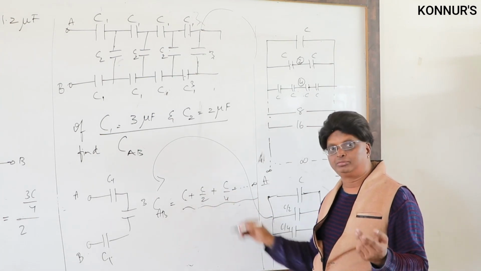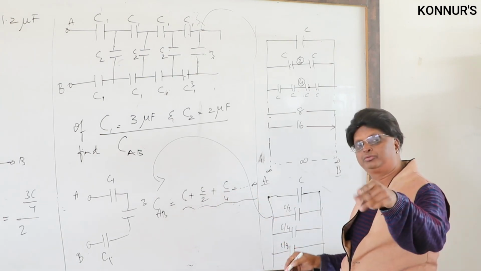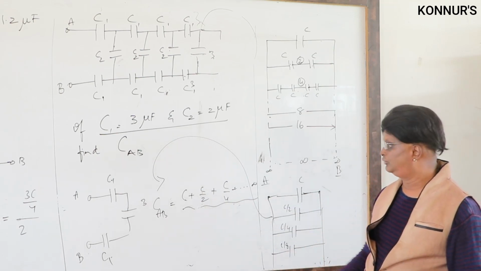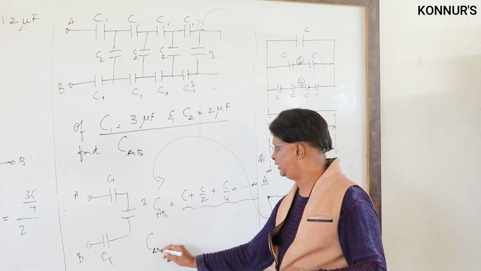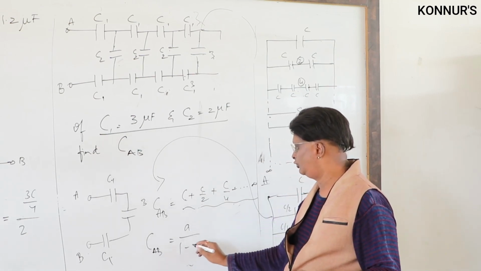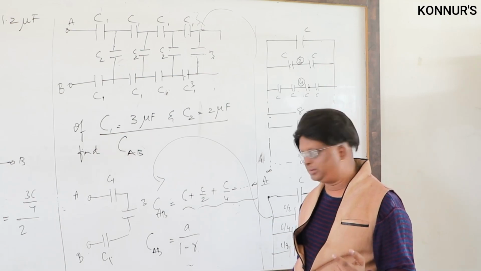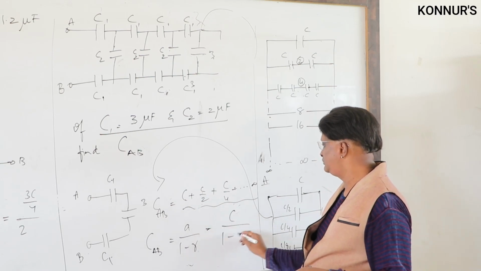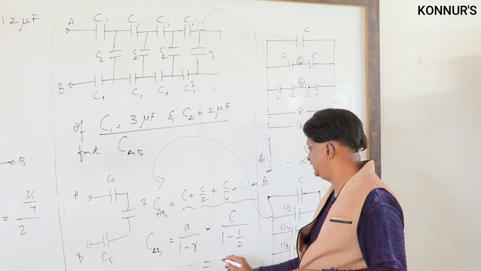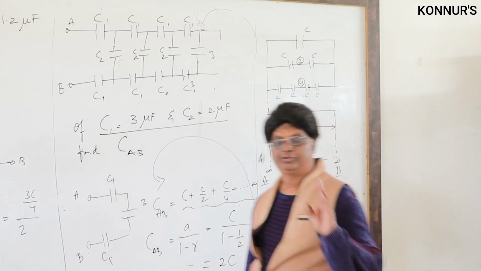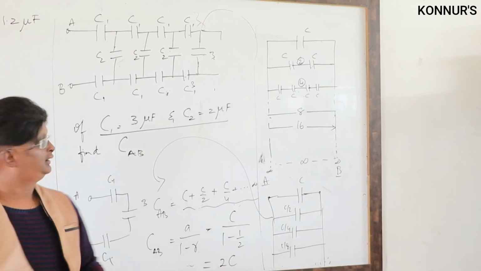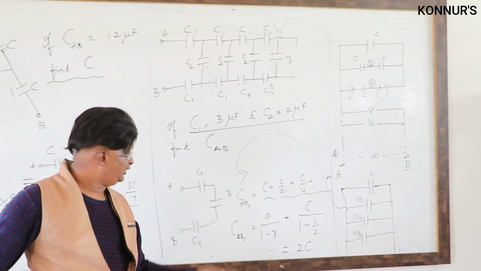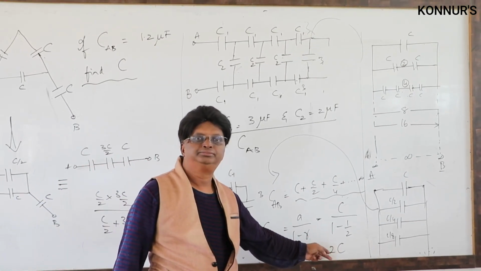Again 1 by 2 into 1 by 2, 1 by 4, 1 by 4 into 1 by 2, 1 by... So this is an infinite summation of a GP, and you know what that result is: a by 1 minus r. Hope you all remember this. a for the first term, r for the common ratio. So the first term is C by 1 minus 1 by 2. So the answer is 2C. Again, this was an infinite ladder, and we got the net capacity not as infinity, but as 2C.